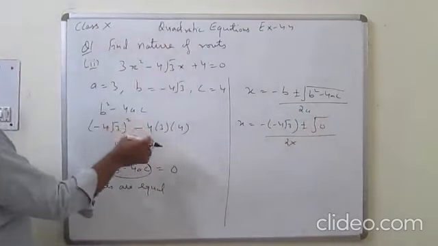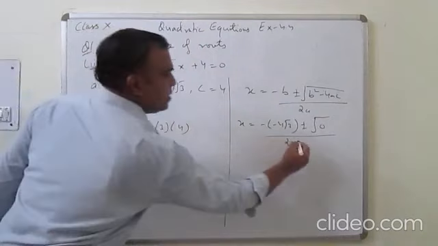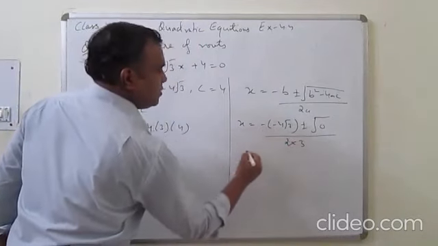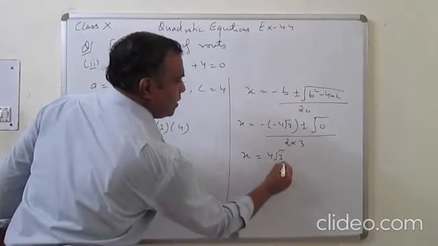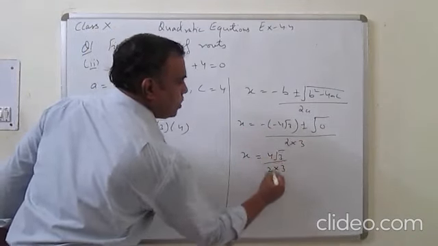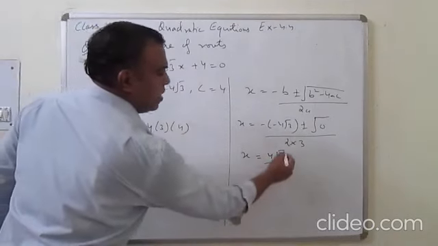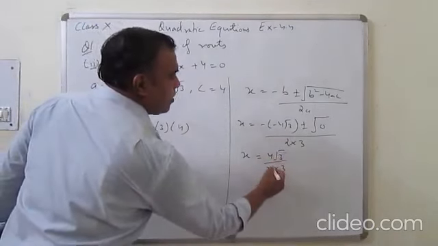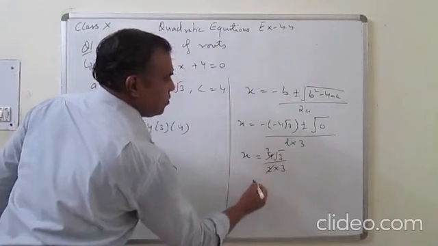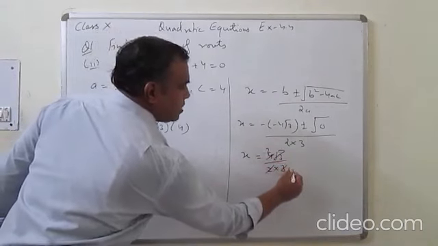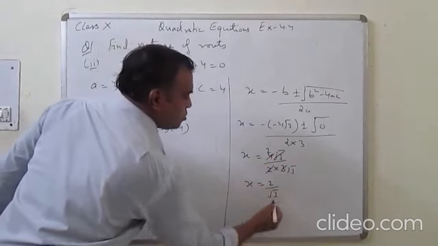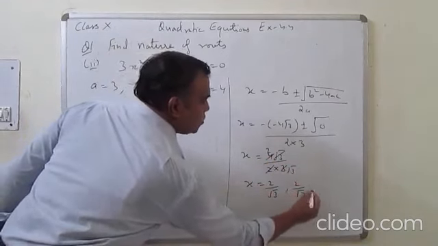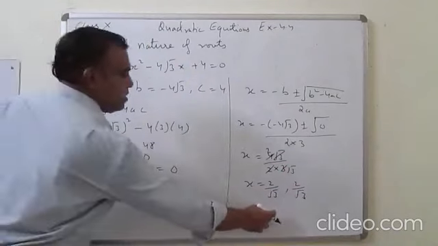What is a? a is 3. So minus minus is plus, x is equal to 4 root 3 upon 2 into 3. So this will cancel out, or you can say that this will cancel out. So x is equal to 2 by root 3. Other root also, second root also 2 by root 3. Two roots are equal.